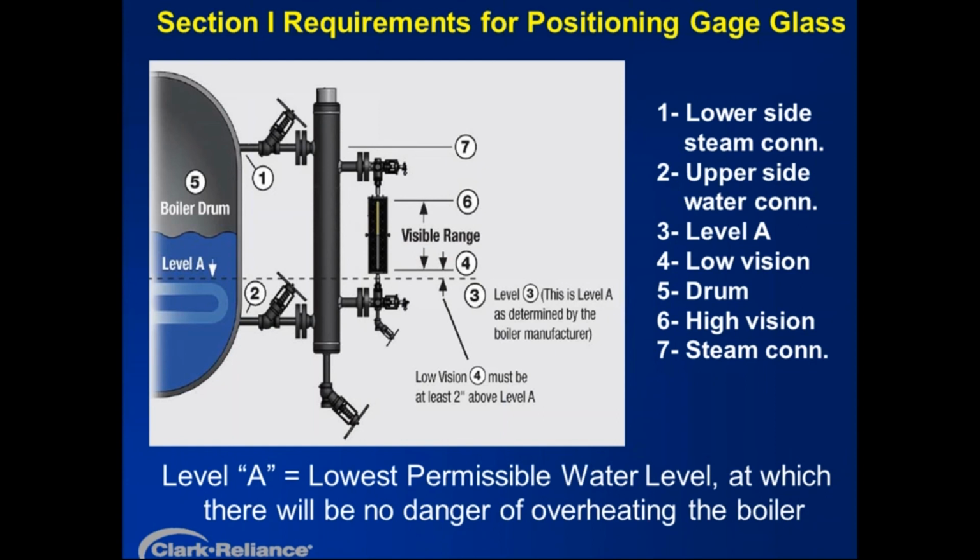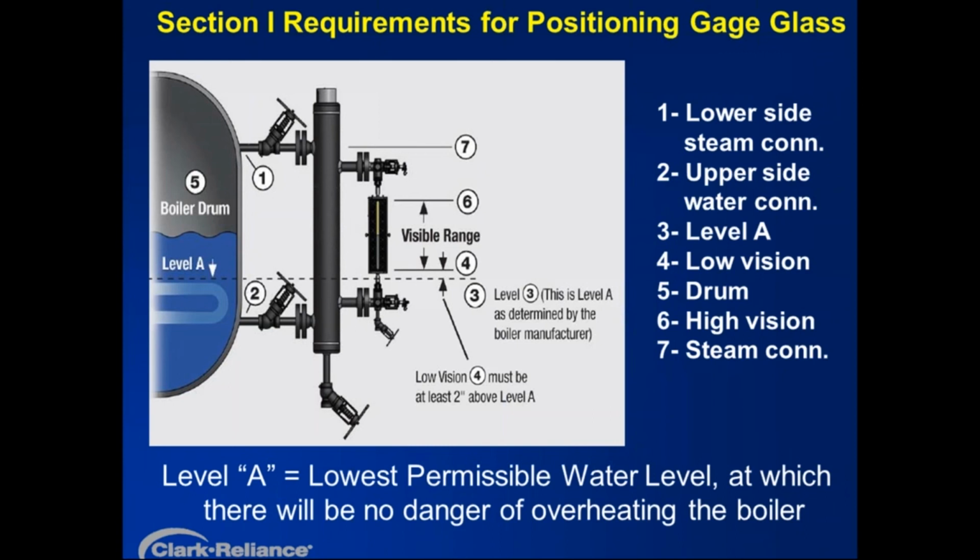So the first rule we'll talk about in the code is low vision, position number 4. Position number 4 must be at least 2 inches above level A. So the operator can believe as long as I've got water in the gauge glass, I'm okay, I'm out of danger. So that's a very important rule. The gauge glass must be located at least 2 inches above the danger point. The original boiler manufacturer is responsible for placement of that glass on that boiler and those recommendations.